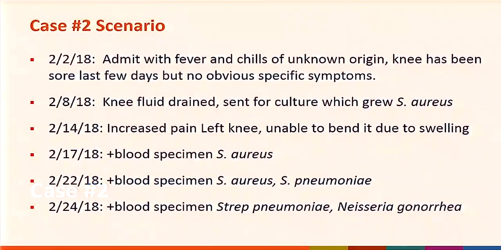Our second and last small group case study is case 2. In this scenario, we have a patient that is admitted on 2-2 with fever and chills of unknown origin. The patient's knee has been sore the last few days, but there are no obvious specific symptoms. On the 8th, we do have some symptoms. The knee is actually drained of fluid, sent for culture, which grew Staph aureus. On the 14th, patient continues to have increased pain of the left knee. He's not able to bend it because it's swollen.